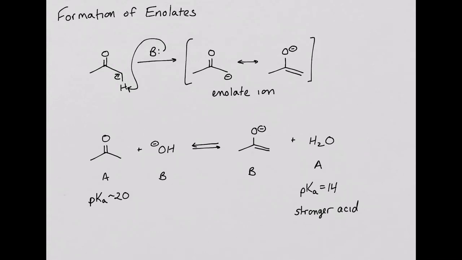This means that the ketone or aldehyde and the hydroxide ion are the weaker acid-base pair. Therefore, this equilibrium lies to the left. Reactants are favored. Treating a ketone or an aldehyde with hydroxide ion or an alkoxide ion produces the enolate, but only in very small amounts, because this equilibrium favors the reactants.